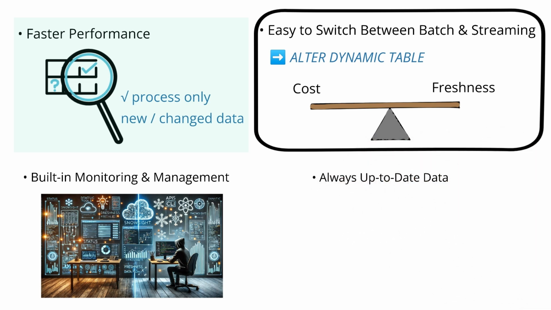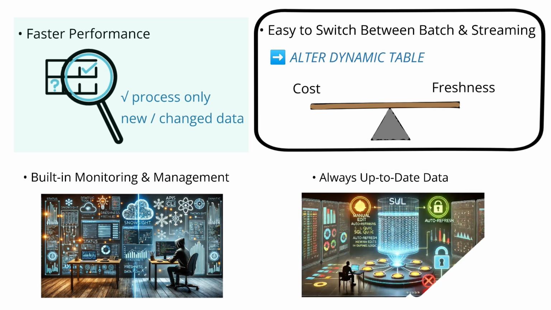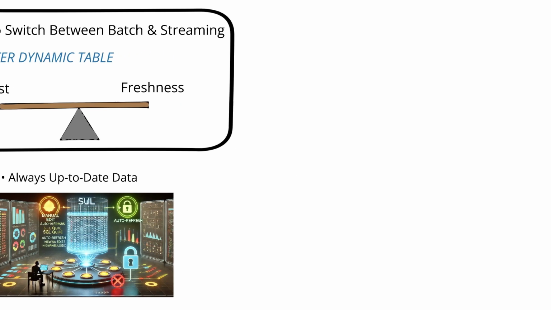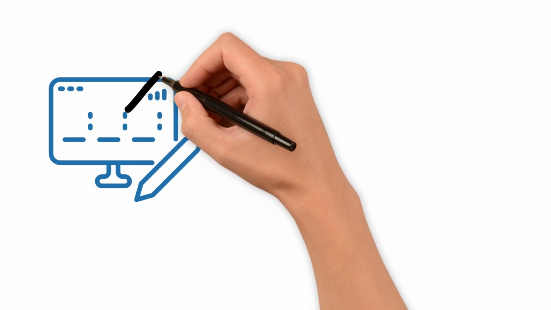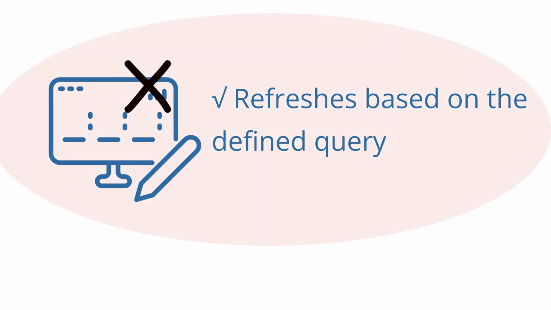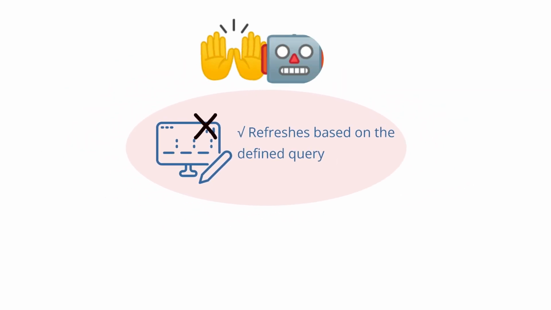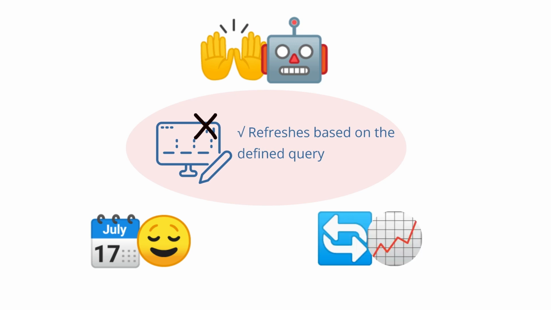Always up to date data. A dynamic table automatically updates based on its query, so you don't need extra tables or custom transformation code. However, you can't manually edit its data. It refreshes itself based on the defined query. This means less manual work, fewer scheduling headaches, and more reliable real time data updates.